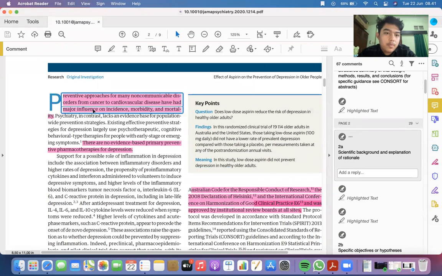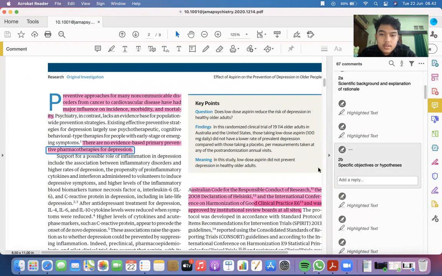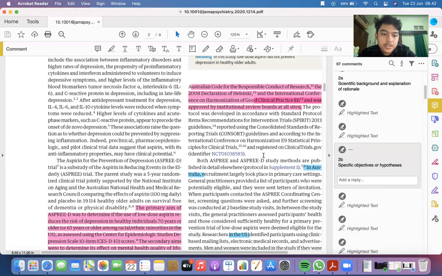The preventive approach for many non-communicable disorders, from cancer to cardiovascular disease, has had a major influence on incidence, morbidity, and mortality. Then for the specific objective or hypothesis, there are no evidence-based primary preventive pharmacotherapies for depression.